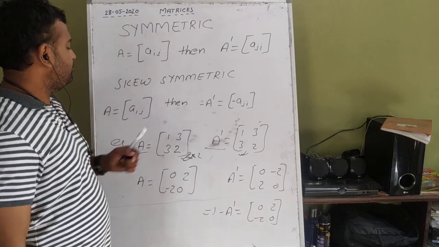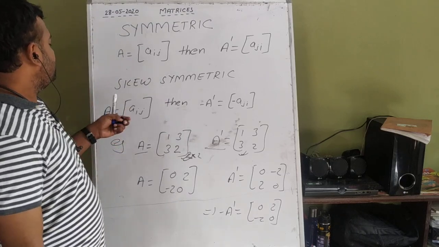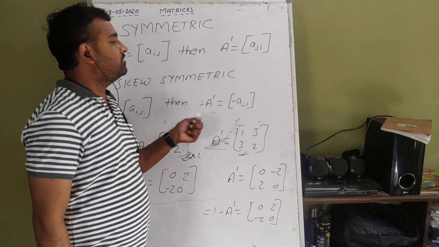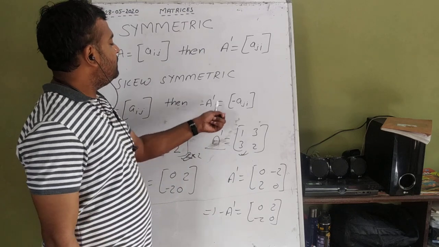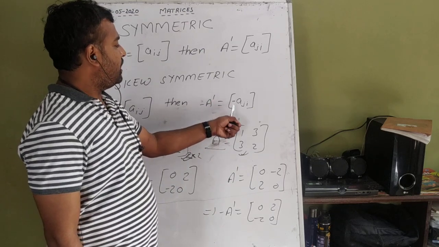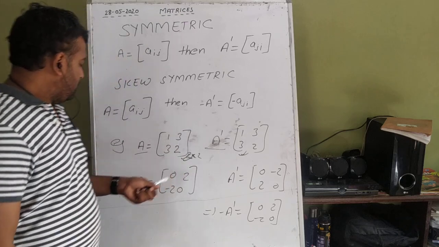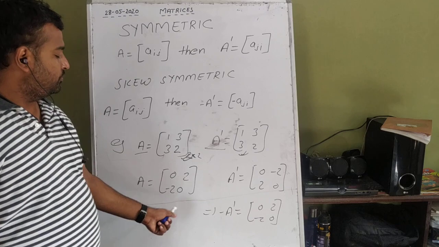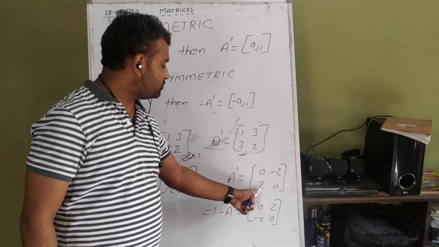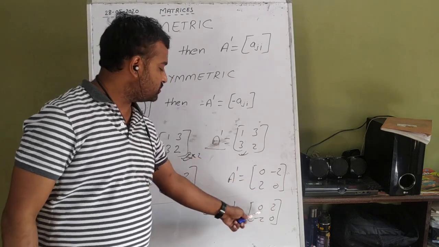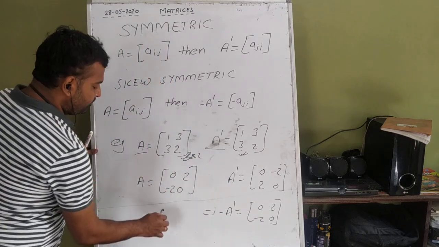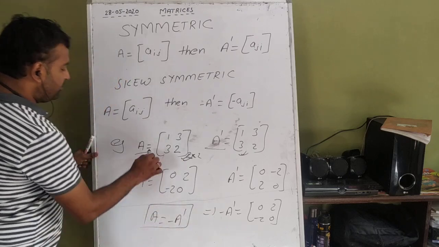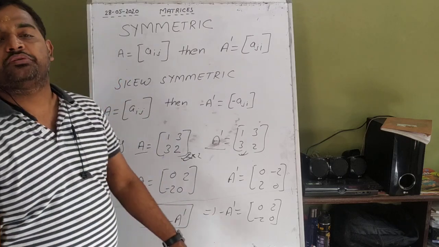Now skew symmetric matrix. What was the skew symmetric matrix? If A equals Aij, then a skew symmetric matrix is given by negative of A transpose, that is minus of Aji. Okay, let us consider an example. A equals 0, 2, minus 2, 0. Then A transpose can be 0, minus 2, 2, 0. And negative of A transpose is equal to this one. You can see here A is equal to negative of A transpose. Then this matrix is said to be your skew symmetric matrix.